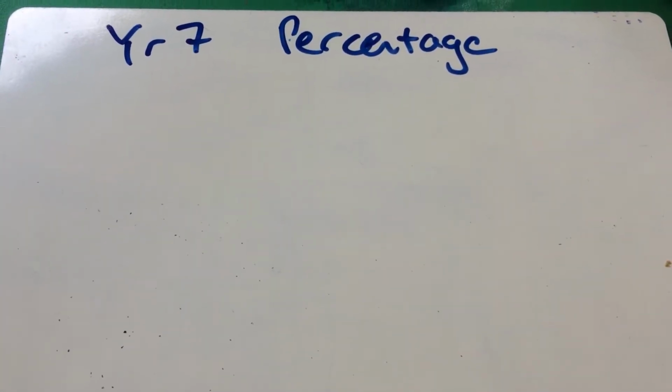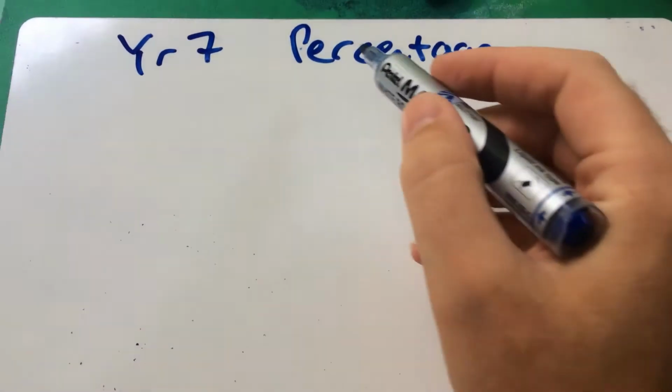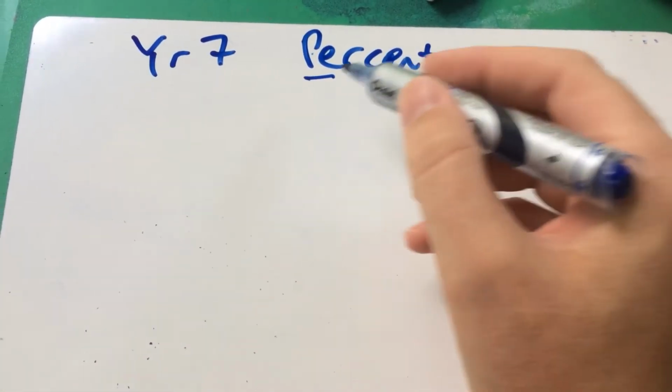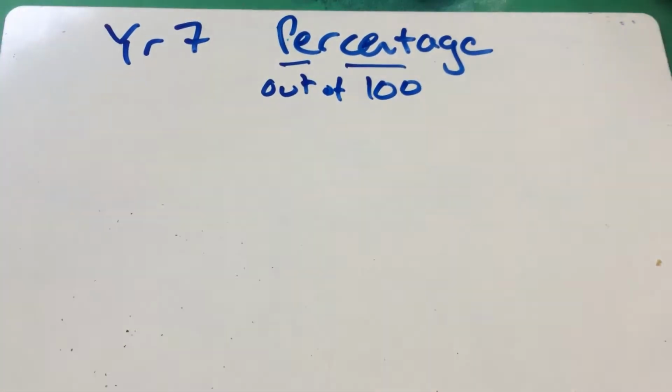I'm doing a lesson for my Year 7s on percentage. I'm just going to go through a couple of concepts. First thing is, what is percentage? Now it comes from Latin, out of 100. So everything is out of 100.